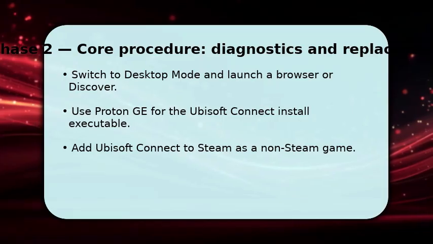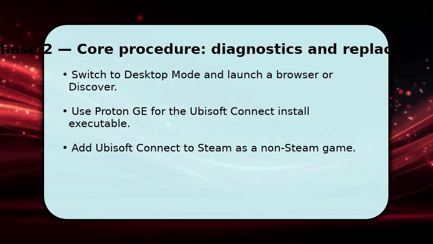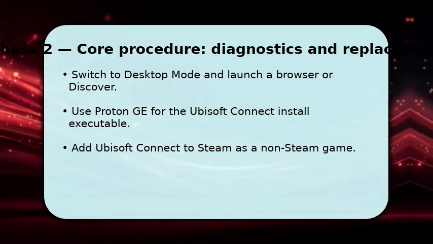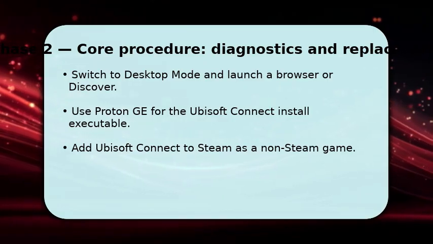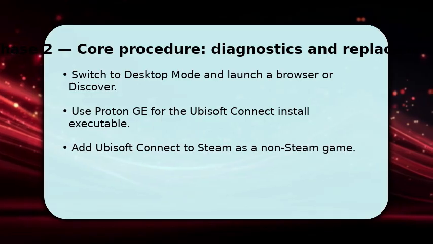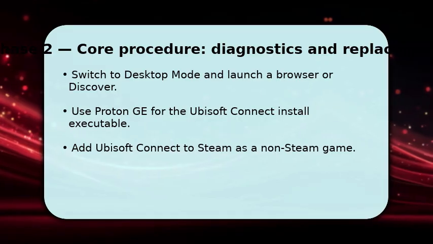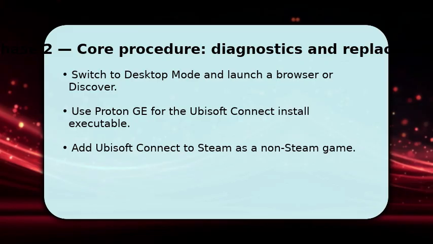Next, switch to desktop mode and download the Ubisoft Connect installer. Choose the Windows EXE and prepare a Proton GE prefix for better compatibility. Use the compatibility tool when adding the installer to Steam and install into that Proton GE prefix so DirectX and D3D dependencies are handled. Once installed, add the Ubisoft Connect executable to Steam as a non-Steam game.